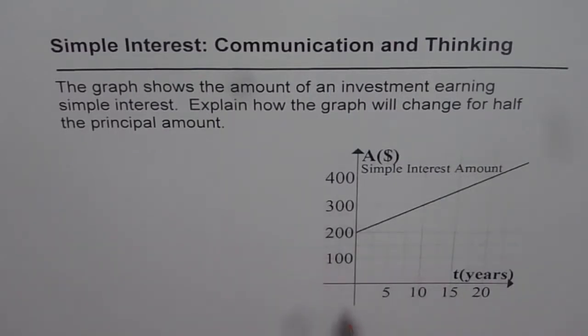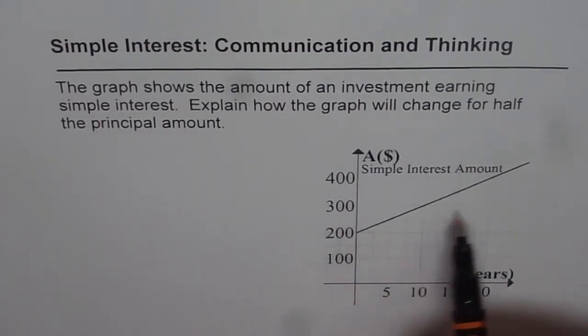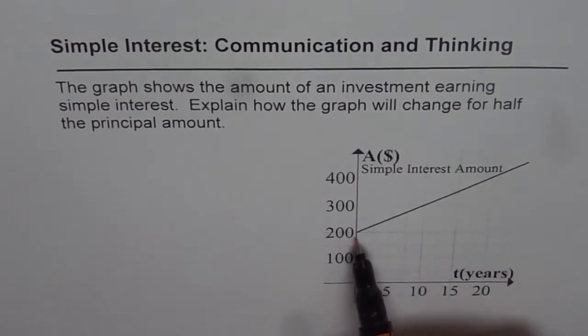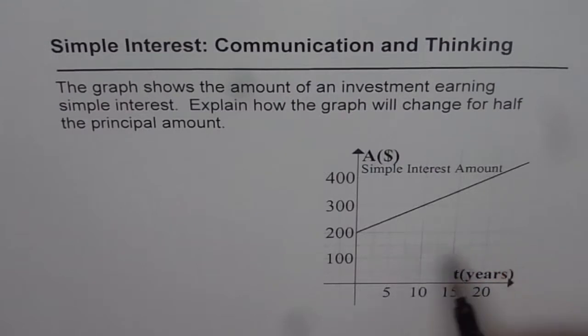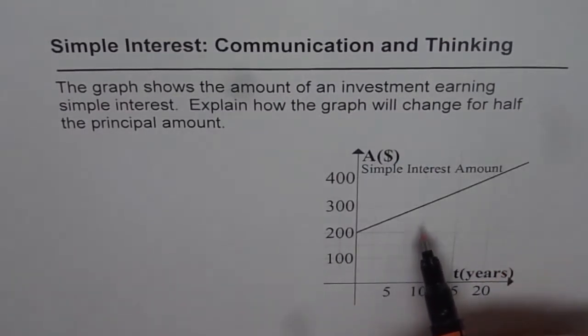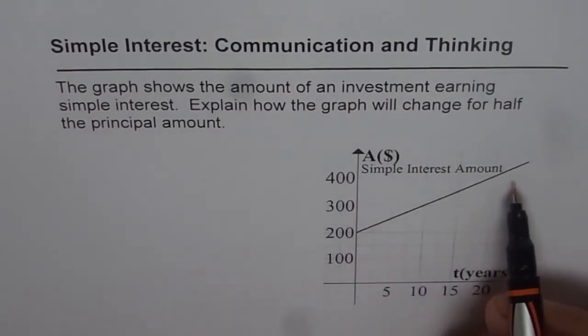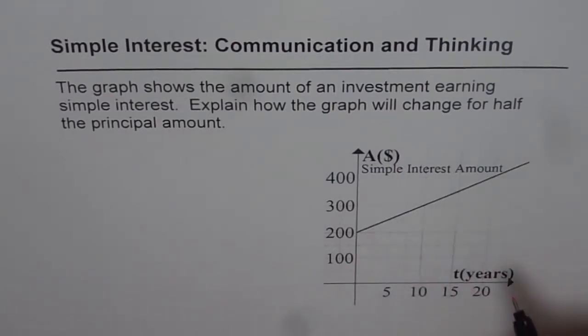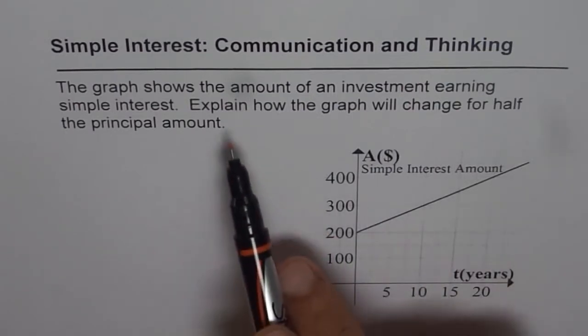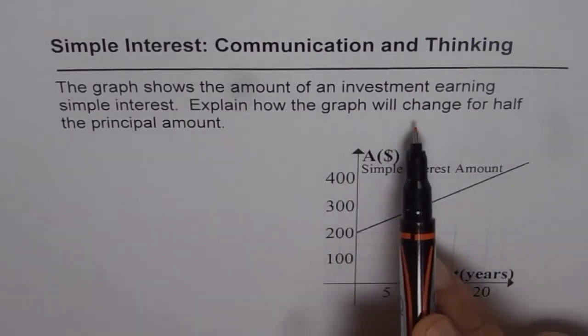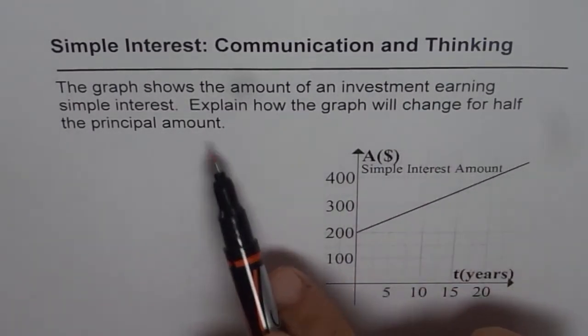So here we have a graph where time is on the x-axis and amount on the y-axis. Now it's a straight line starting at $200. So a straight line indicates simple interest. Now as we can see, there is a constant growth rate which can be found from the slope of the line. Now the question here is, explain how the graph will change for half the principal amount.